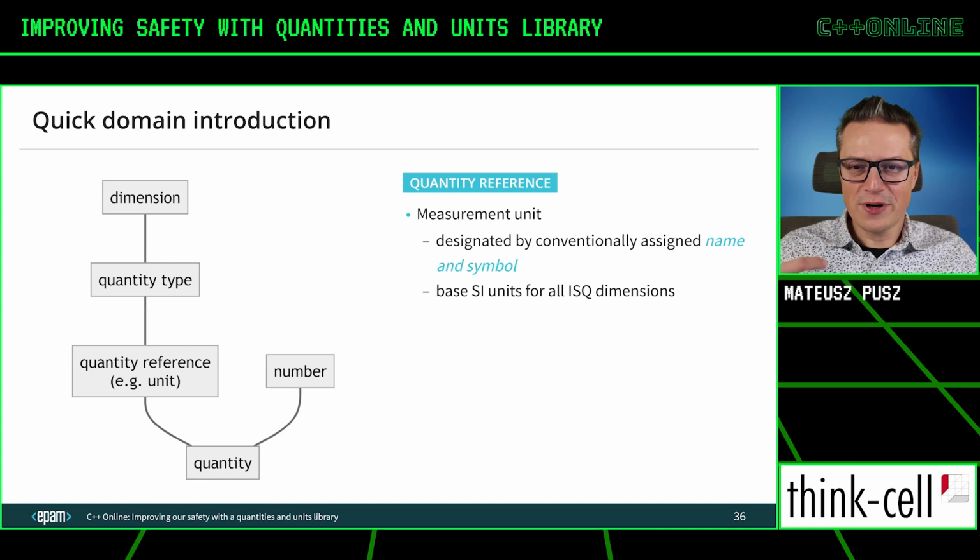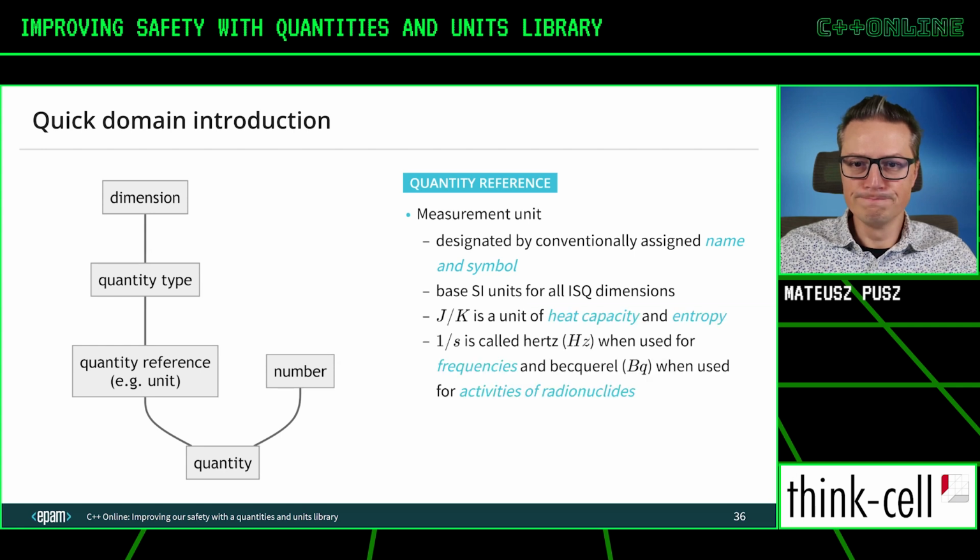Next, we have quantity references, and the ISQ says that a quantity reference is a measurement unit and a few more things that I will mention in a moment. So a measurement unit has a conventionally assigned name and symbol, and provides an SI unit for all ISQ dimensions. And we may have different units for the same dimension, like joule per Kelvin is a unit of heat capacity and entropy at the same time.